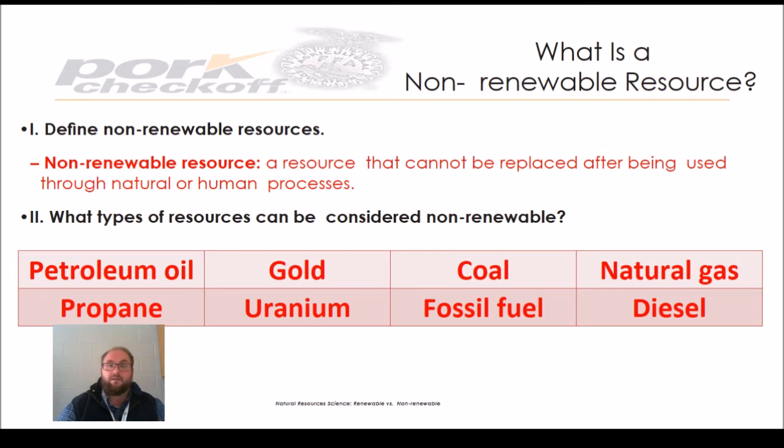So what are the types of non-renewable resources that we use a bunch of? Well, petroleum oil. That is where we get oil and gas from. So petroleum and gasoline come from petroleum oil. It is a non-renewable resource, and we burn it every day. Gold is a non-renewable resource.